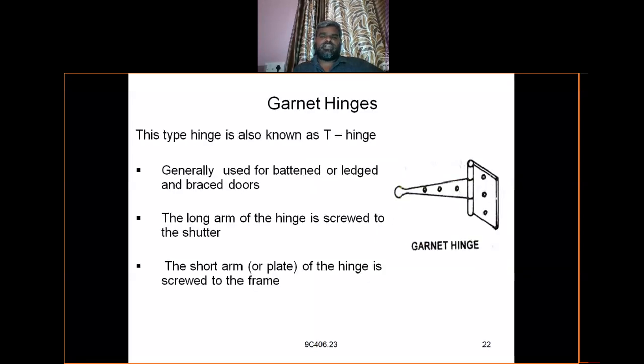Garnet hinges, like this. This type of hinge is also known as T-hinge, generally used for battened or ledged and braced doors. The long arm of the hinge is screwed to the shutter, and the short arm or plate of the hinge is screwed to the frame.